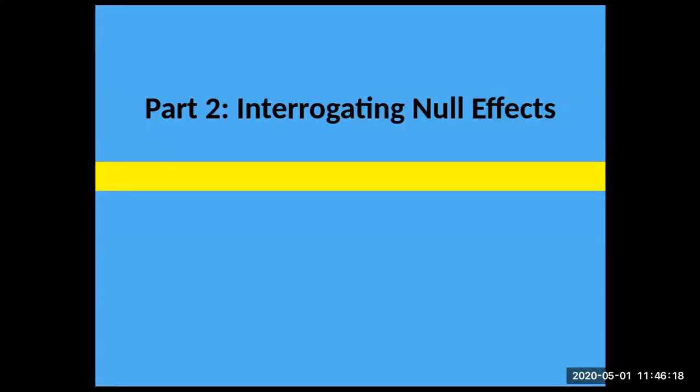When we come back for the next lecture, I will talk about how to interrogate null effects. Did you actually get no difference between groups, or was there some between or within group variance that was part of the problem?